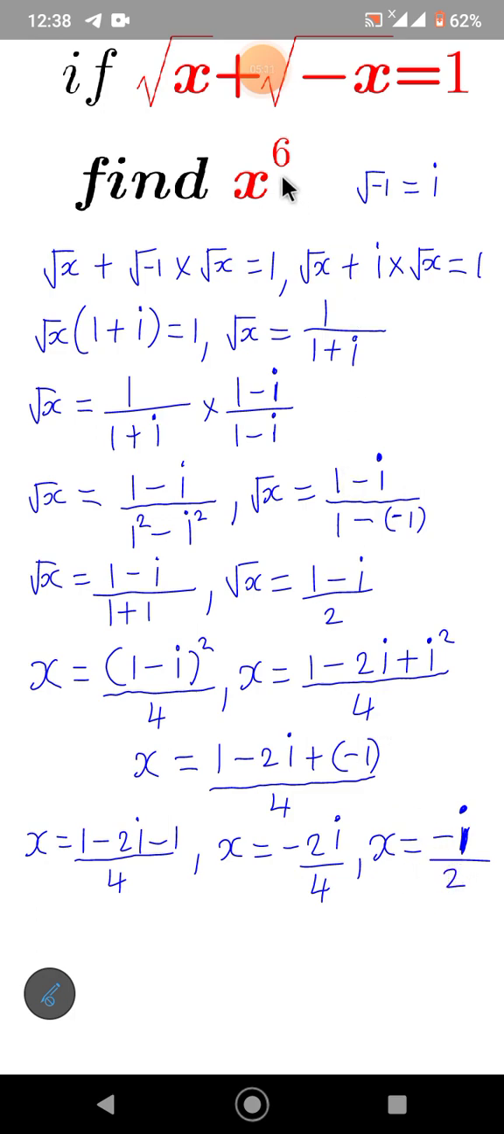But the question says that we should find x raised to the power of 6. So I can simply write this as x raised to the power of 6 equal to minus i all over 2 raised to the power of 6. Now, x raised to the power of 6 will be equal to minus i raised to the power of 6 will give me minus 1. So we say, since it's an even power, it's going to give me minus 1. So we say minus 1. Why 2 raised to the power of 6 will give me 64. So here will be what?